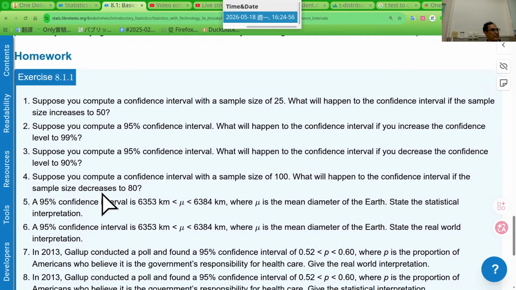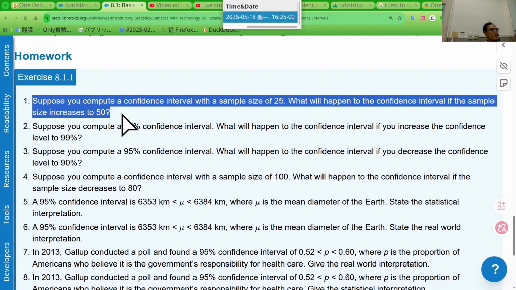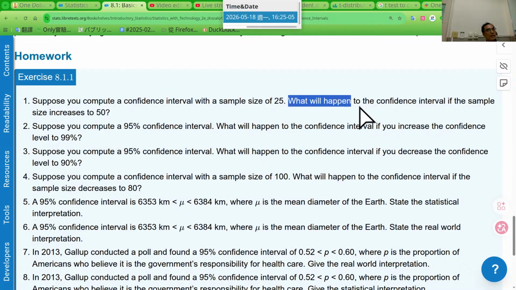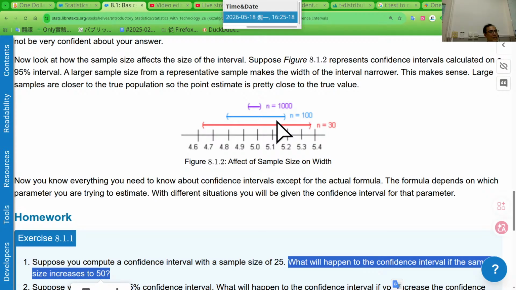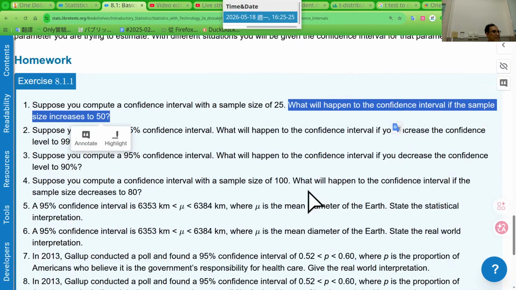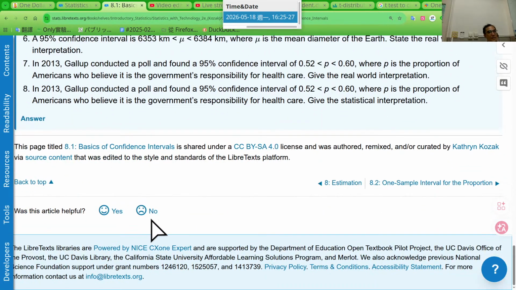Homework here. Suppose you compute a confidence interval with a sample size of 25. What will happen to the confidence interval if the sample size increases to 50? Obviously, when we use a larger sample size, the range, the confidence interval, will become narrower. Okay, let's move to the next.